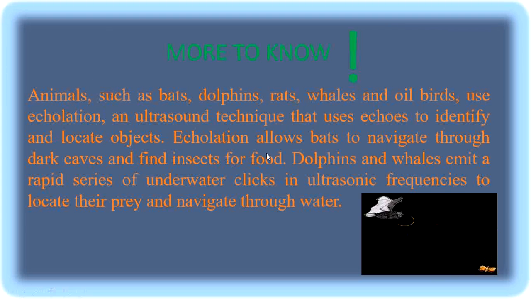This echolocation allows bats to navigate through dark caves and find insects for food. See this diagram. Here the bat uses echolocation to find the insect for food, and dolphins and whales also use this to emit a rapid series of underwater clicks in ultrasonic frequencies to locate their prey and navigate through water.